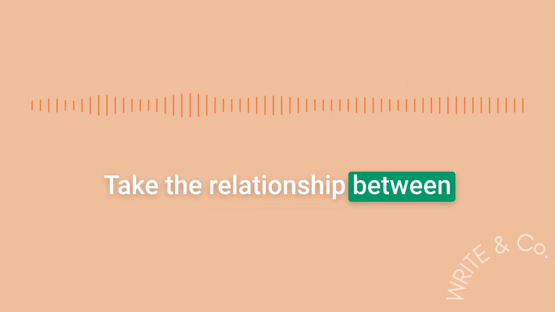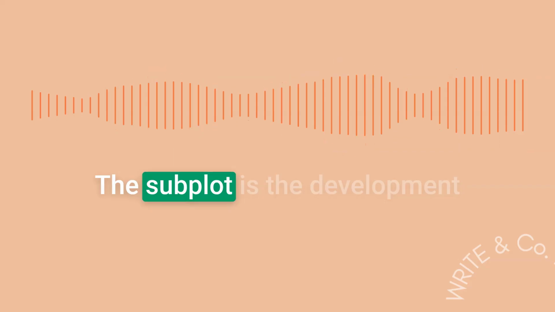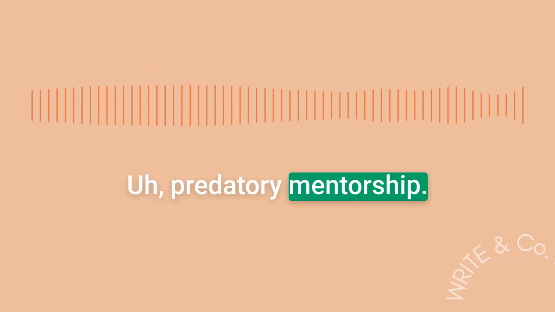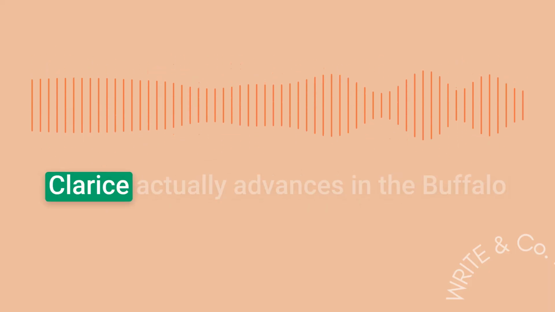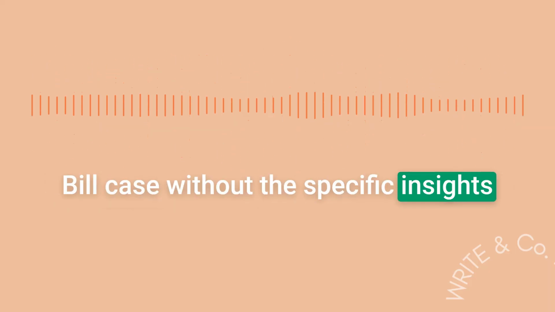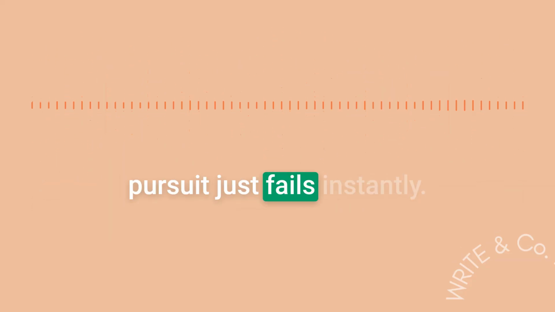Take the relationship between Clarice Starling and Hannibal Lecter in Silence of the Lambs. Okay. The subplot is the development of their really bizarre predatory mentorship. Yeah, deeply unsettling. But that relationship is the only reason Clarice actually advances in the Buffalo Bill case. Without the specific insights she gains from Lecter in their interaction. Which come from their weird connection. Exactly. Without those, the A-story pursuit just fails instantly.